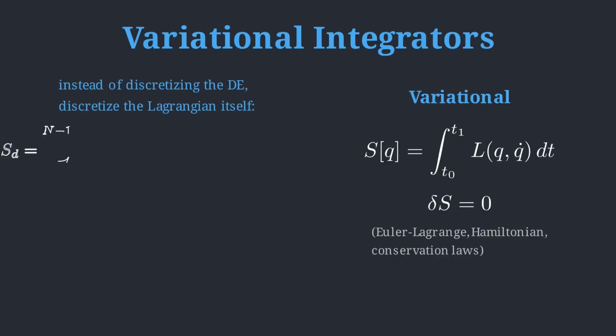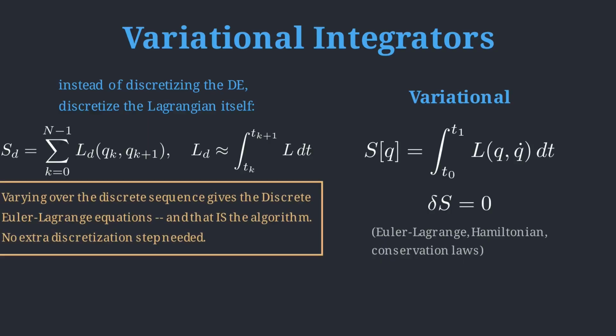From here, instead of discretizing the differential equations, one discretizes the Lagrangian. From here, varying across a sequence rather than a smooth curve is given to you by the discrete Euler-Lagrange equation. Here, the equation is already an algorithm. No additional methods are needed, though we will use some in the course of our video.